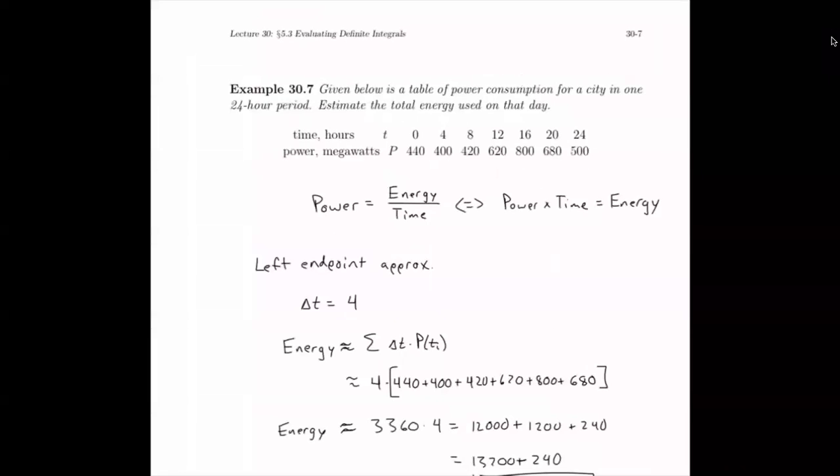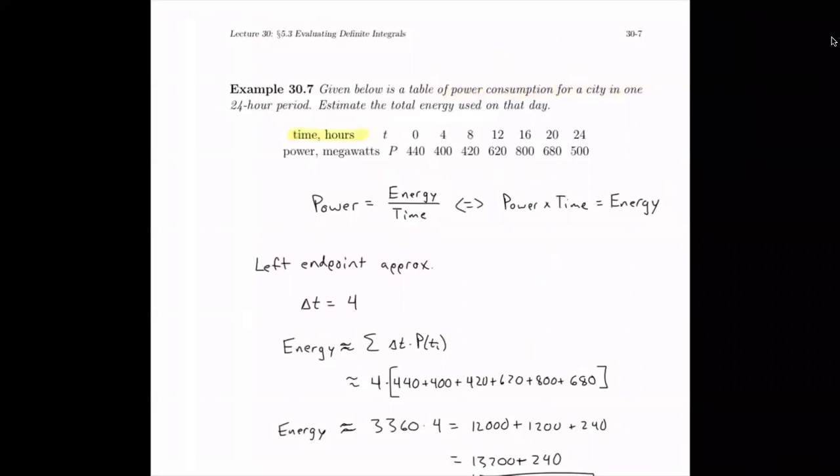So we go back to this approximation situation, and we're given a table of power consumption, right? I think there are at least several different uses or examples of this in the textbook, and in examples in any live meetings throughout this course, or any Calc 1 course, but this is yet another nice one. So we have a table of power consumption for a city in one 24-hour period, and we're asked to estimate the total energy used on that day in that 24-hour period then.